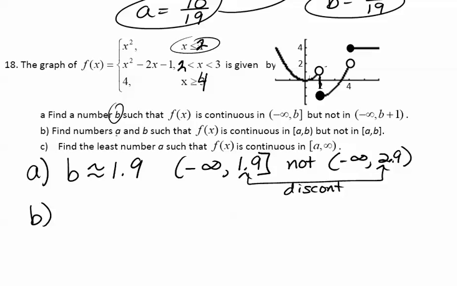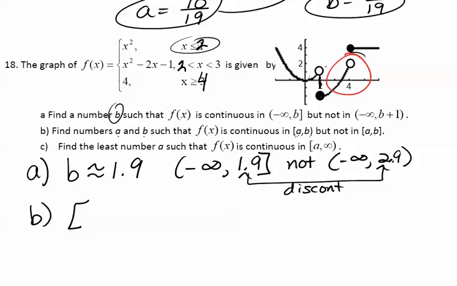All right, question B says find values of a and b so that it is continuous on the interval from closed endpoint a to open endpoint b, but not with a closed endpoint. So our a value is the same in both. So we need it to be continuous right up to an open endpoint. So I could use either piece of the graph. Let me focus on this part.